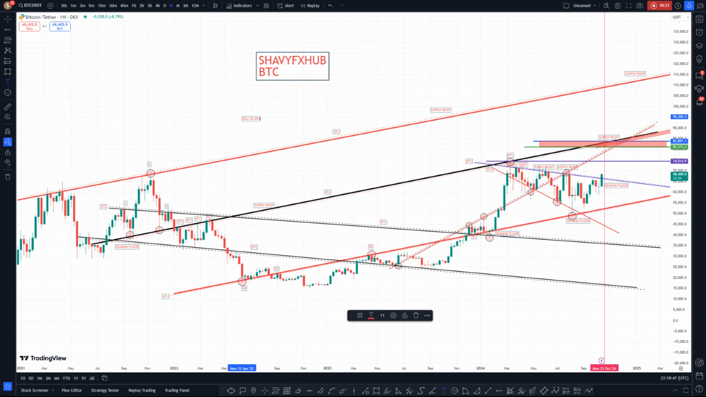Sell 83,891 into 81,173. So this analysis, this sell zone, is valid for this week and the next week.